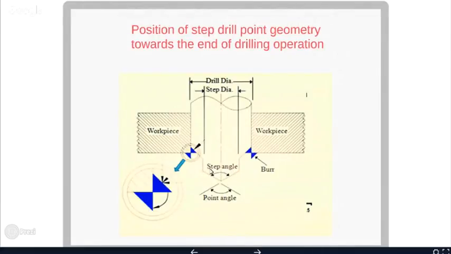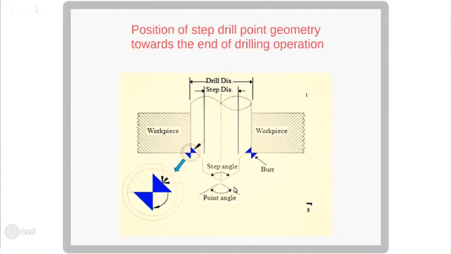Again, the burr formation in the case of the step drill. We call this the primary cutting edge, and these are the secondary cutting edges. Now in our step drill, this secondary cutting edge is at some angle. Again that leads to burr formation, but the burr formation at this point is smaller as compared to the twist drill, because in this step drill point geometry the cutting forces are very much decreased as compared to the twist drill point geometry, right?